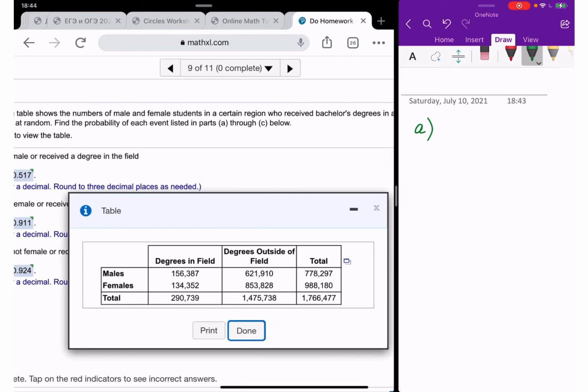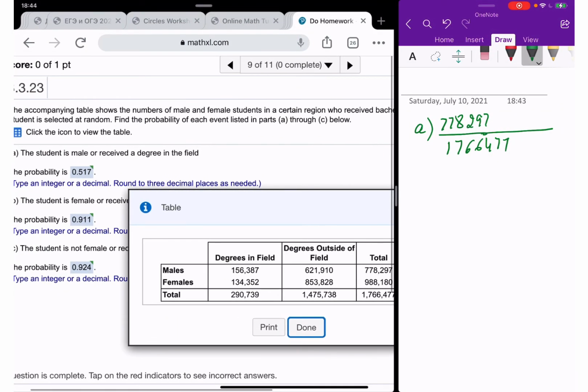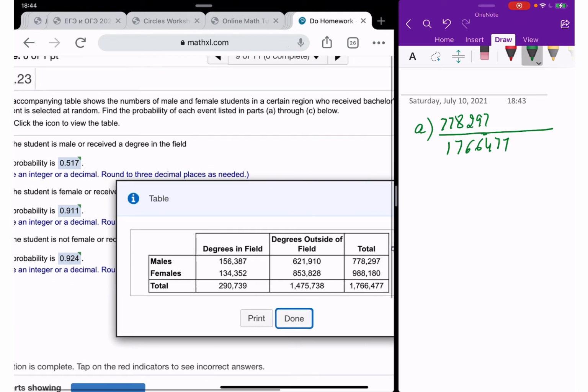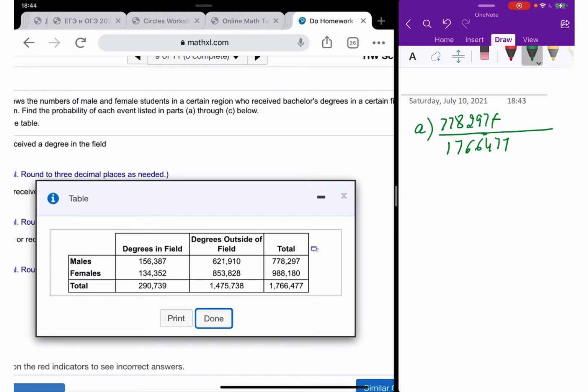So the student is male. We have 778,297 over 1,766,477. Since it's going to be a common denominator, I can move it. So it is male or received a degree in the field. The degree in the field total is 290,739. Okay, and look what's happening.